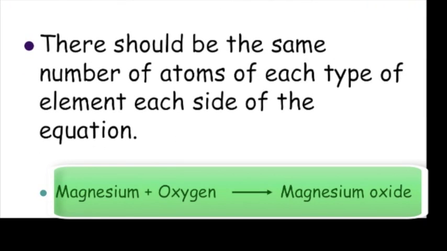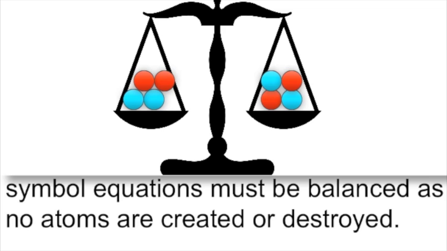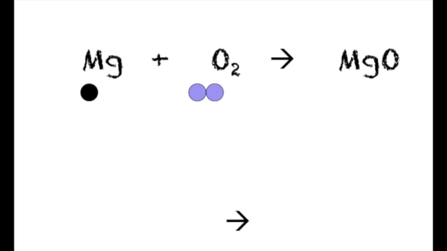So let's look at something like magnesium and oxygen. Magnesium burns in air and makes a white powder called magnesium oxide. Here's our symbol equation. We've got magnesium reacting with oxygen to make magnesium oxide. So if you're looking at a symbol equation, you need to make sure that they're balanced. You need to make sure there's the same number of atoms on the left-hand side as there are on the right. So we've got 2 atoms stuck together there to make O2. And our equation at the moment tells us that we're going to make magnesium oxide, a magnesium atom attached to an oxygen atom.